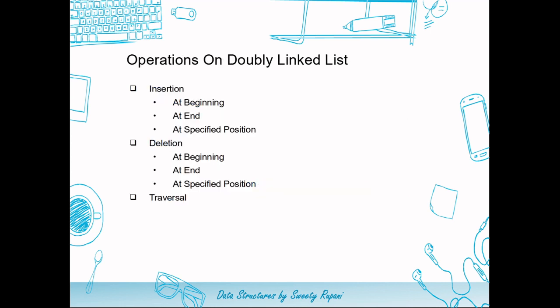Let us now see the operations on a doubly linked list. There are three variations in insertion and three variations in deletion, similar to a singly linked list. Here also we are going to insert at the beginning of the list, at the end of the list, and at a specific position. Similarly, deletion would be done at the beginning, the end, and at a specified position. And traversal is nothing but traversing along the list, printing its values.